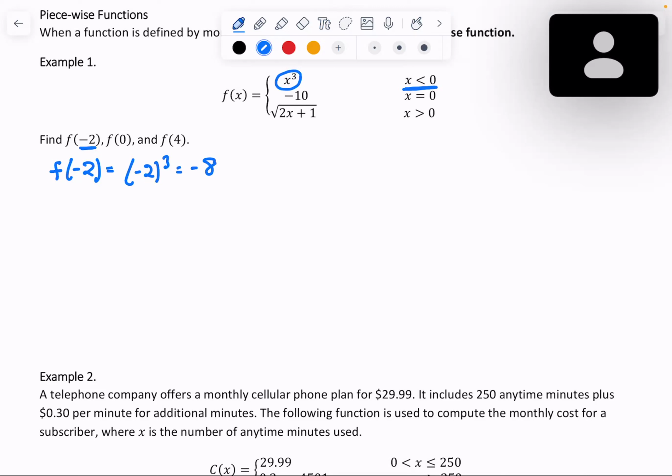It says, what is f of 0? So what piece does 0 fit into? When x is 0, I'm looking at this middle piece here, right? This is when x is 0. Now, when x is 0, the function is defined as just minus 10, so it's a constant function on that interval. So then f of 0 is minus 10.